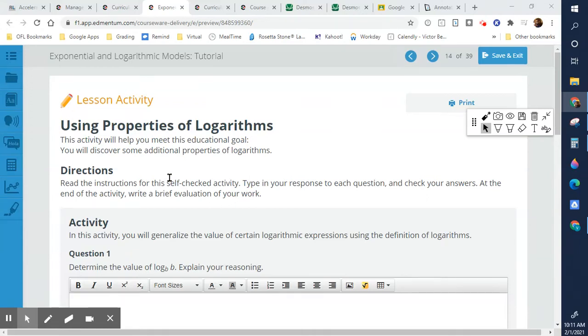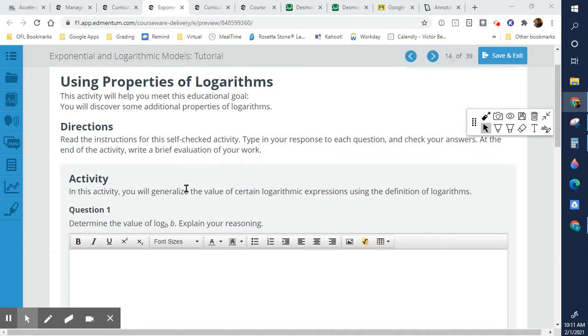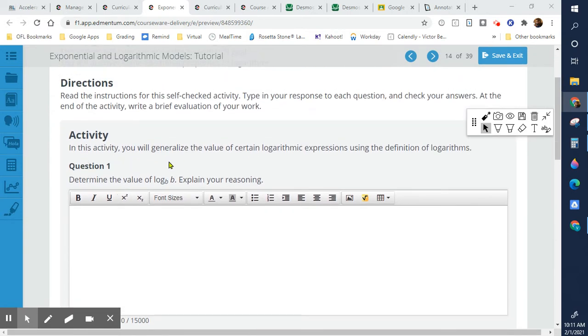All right, so the next thing we're going to do here is properties of exponents. So when I'm looking at this equation, you will generalize the expression definitions, determine the value of this. So I'm going to say my answer is 1. I know the answer is 1, but I have to express it.